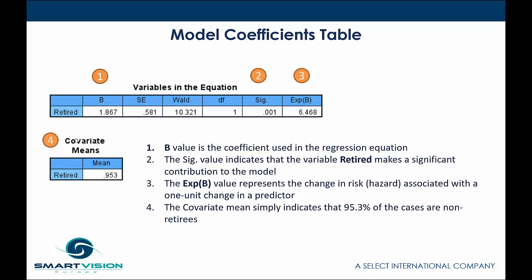And the last thing that we see here is this little covariate means table, which is just the average of the retired variable. Remember that non-retired people were coded as 1 in our model because we used the categorical coding, and we made retired people coded as 0, so that was our reference category. So when we take an average of that, given that there's so few retired people, it comes out as 0.953, which just means that 95.3% of the cases are non-retirees.